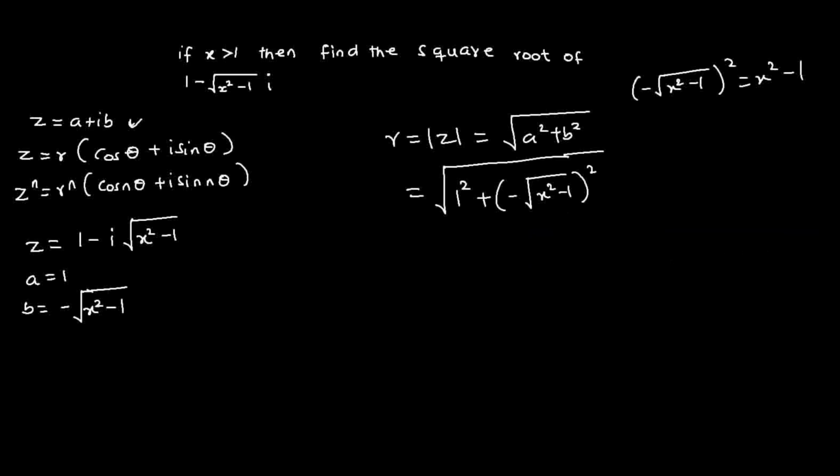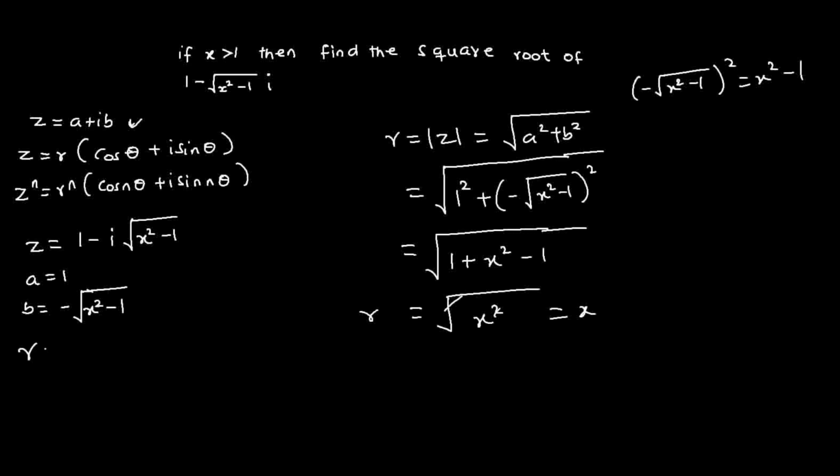So let's continue. Now I have this to be equal to the square root of 1, because 1 squared is 1. So I have the square root of 1 plus x squared minus 1, because what you have in the bracket here is equal to what I have here. So this will be equal to the square root of 1 minus 1, that was 0. So that was the square root of x squared, and that will be equal to x, because the square root cancels out the square. So now we know that r equals x. So let's write this down. I have r to be equal to x.